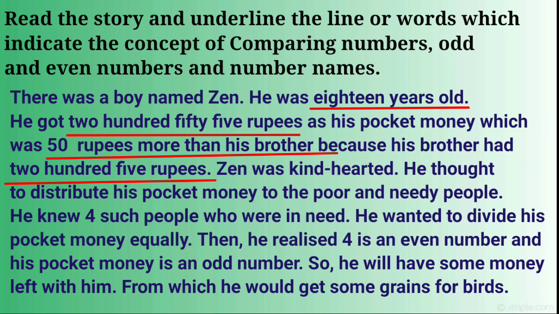He thought to distribute his pocket money to poor and needy people. He knew 4 such people who were in need. He wanted to divide his pocket money equally. Then he realized 4 is an even number and his pocket money is an odd number. So he will have some money left with him, from which he would get some grains for birds.